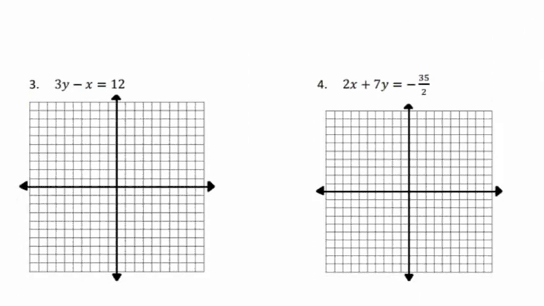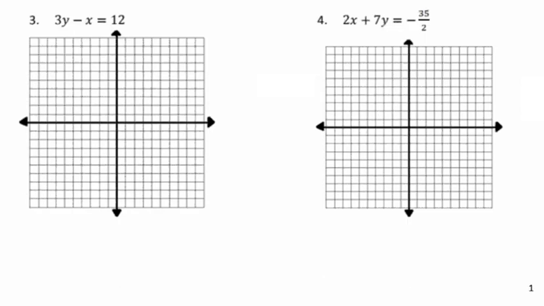Number 3 and 4, you can see they're both not starting with y or y by itself. So that's our first goal, to isolate those y's by themselves to get it into y equals mx plus b form. So number 3, we want the y by itself on this side, so we'll keep the 3y. And we want to add an x to both sides to get rid of that. So 3y equals x plus 12.